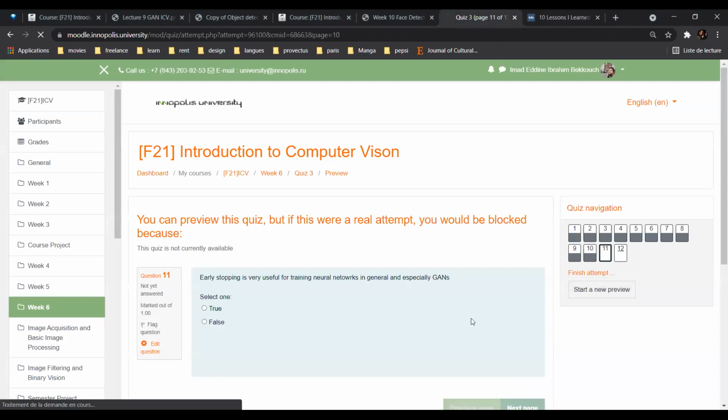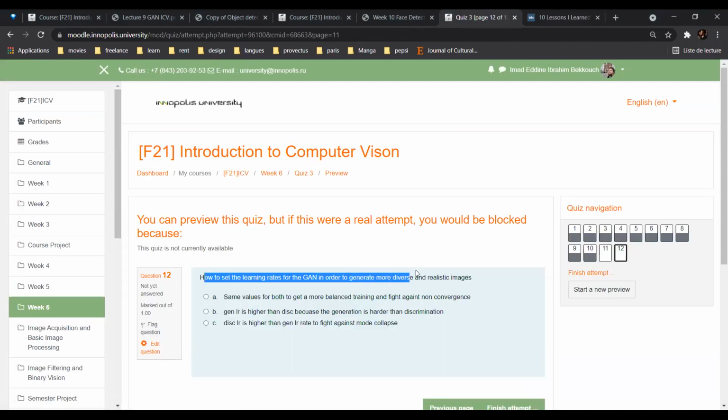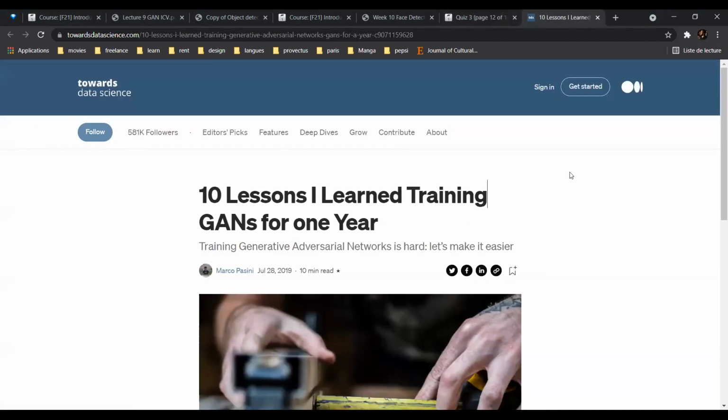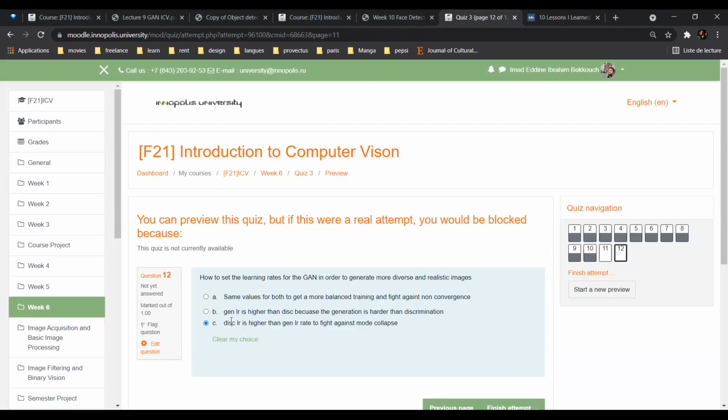Yes. Nice. And how to set the learning rates for this was easy technically, but I added a couple of explanations which could have made it a bit more difficult to get. But the answer should be direct, right? So if you read this article, this answer should be copy-paste. Same values for both of them to get more balanced training and fight against non-convergence. This is just absurd. I was just playing around.